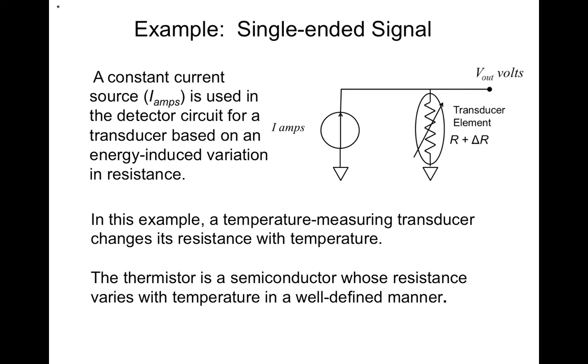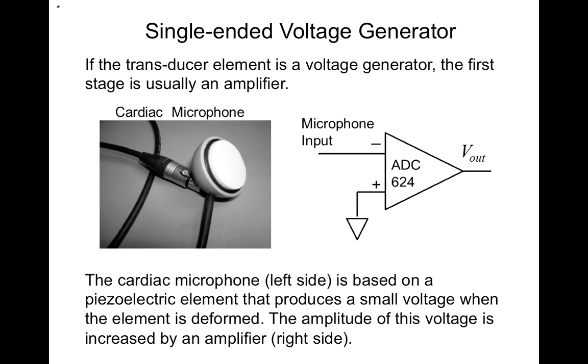One example of a single-ended signal would be a temperature measuring transducer that changes its resistance with temperature. You are basically using a constant current source, and as the resistance of this transducer changes, it's going to change the output voltage. So it varies in a very well-defined manner and can be very well calibrated. So this would be an example of a single-ended sensor.